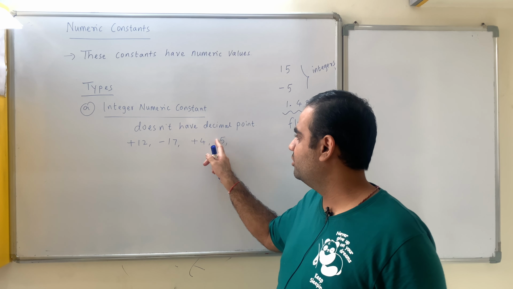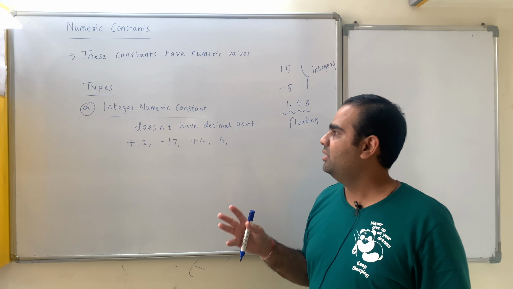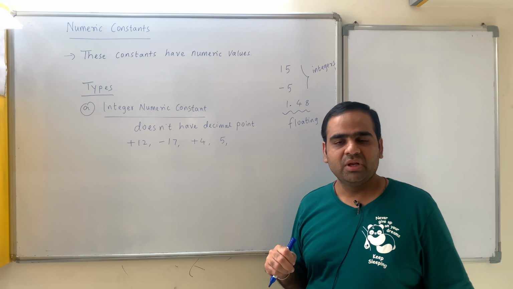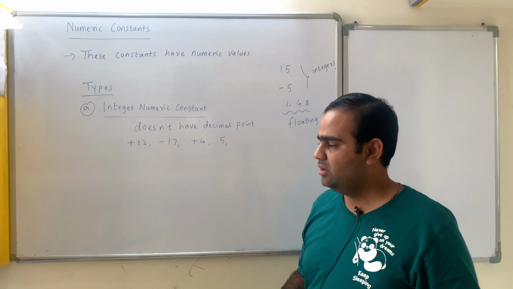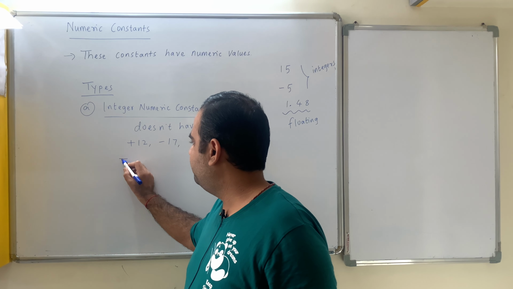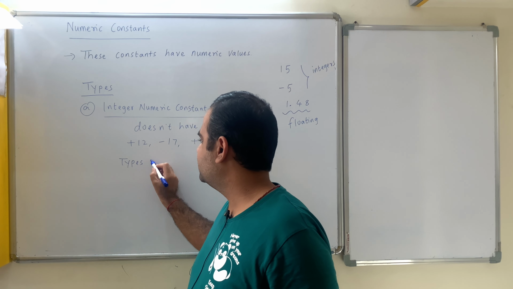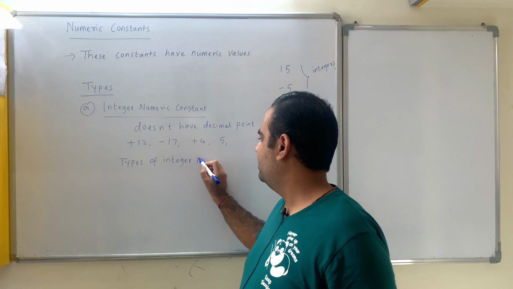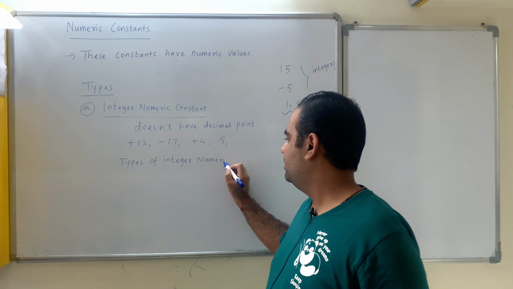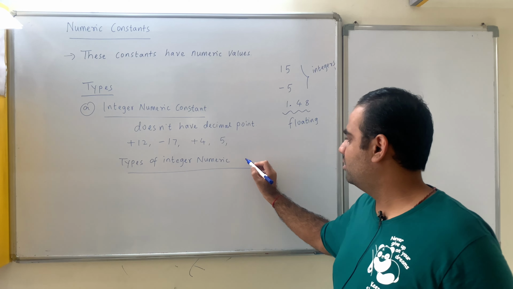If you don't write it, it is assumed to be plus. These are integer numeric constants. Now again, in integer numeric constants, there are three types. Types of integer numeric constants.